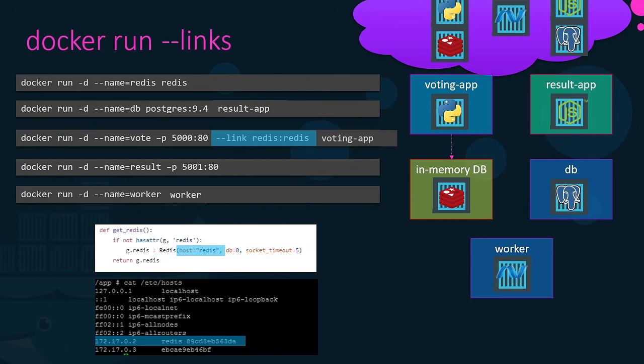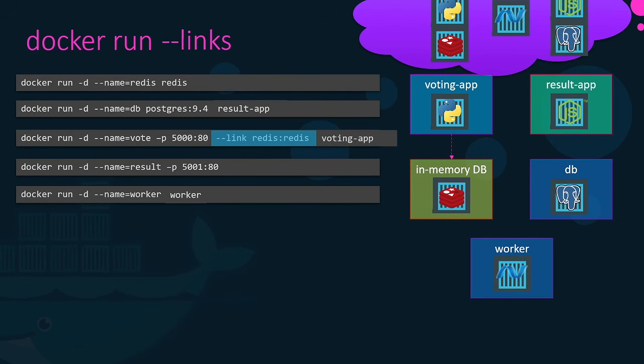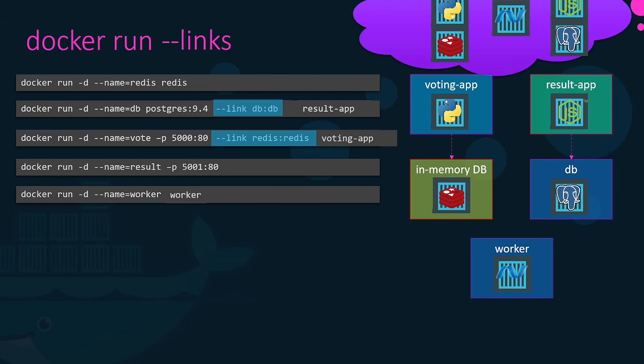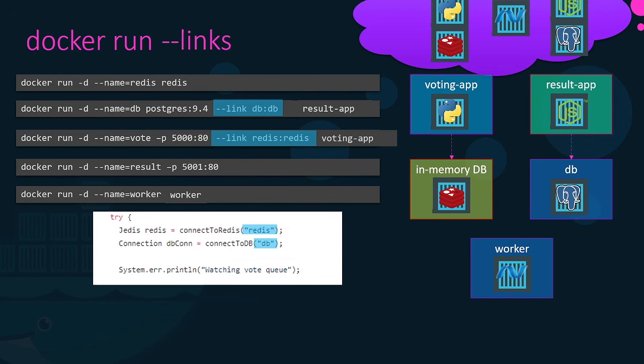Similarly, we add a link for the result app to communicate with the database by adding a link option to refer to the database by the name DB. As you can see in the source code of the application, it makes an attempt to connect to a Postgres database on host DB. Finally, the worker application requires access to both the Redis as well as the Postgres database. So we add two links to the worker application, one link to link the Redis and the other link to link the Postgres database.